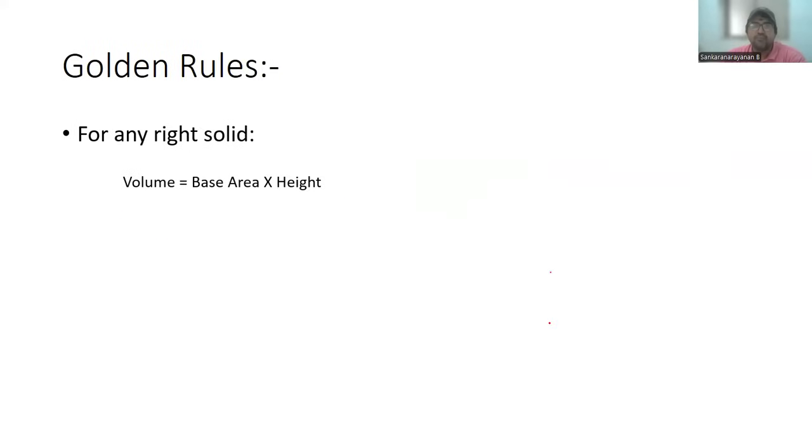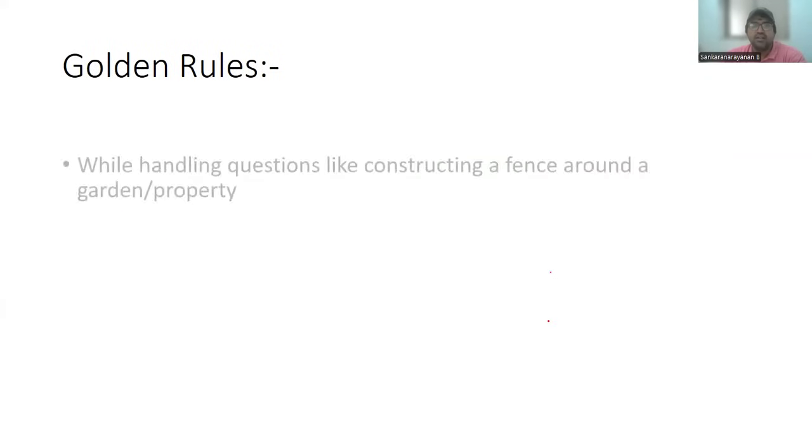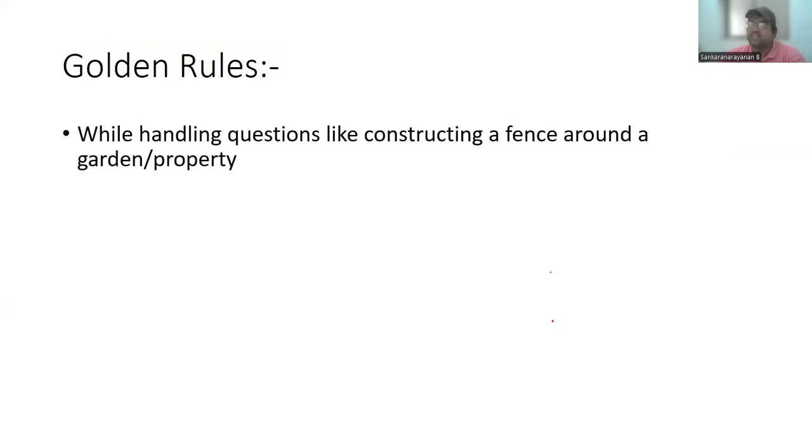Now, while handling questions like constructing a fence around a garden or a property, don't forget, you need to use the concept related to perimeter. There, if you're going to calculate the cost involved, it will be based on the length of the fence that is constructed. So we will deal with the perimeter aspect over there. It's a concept you have to keep in mind.